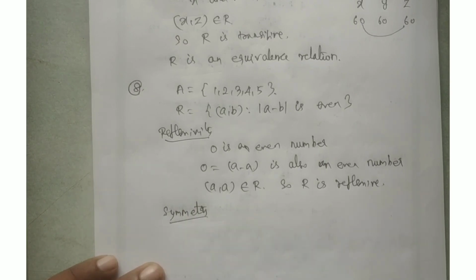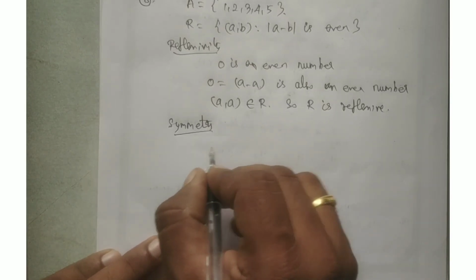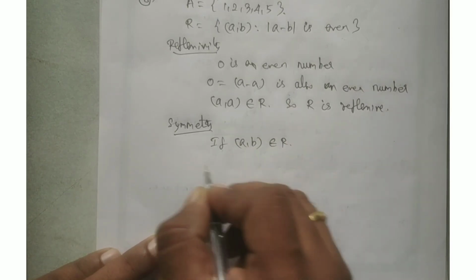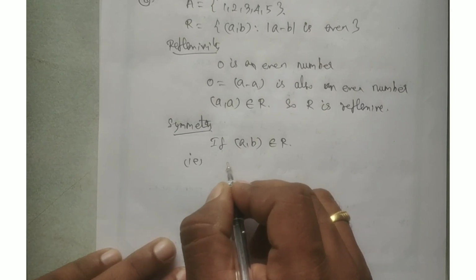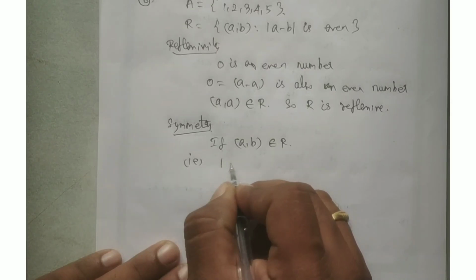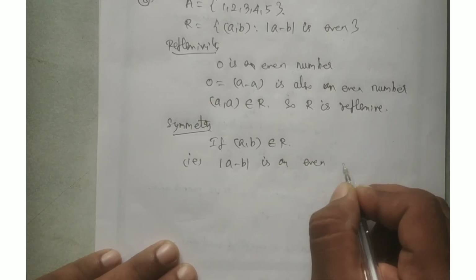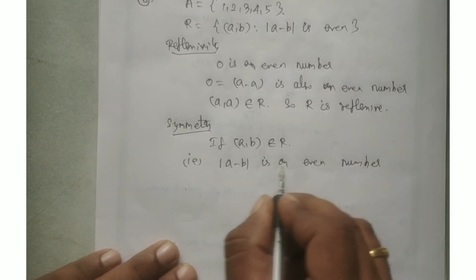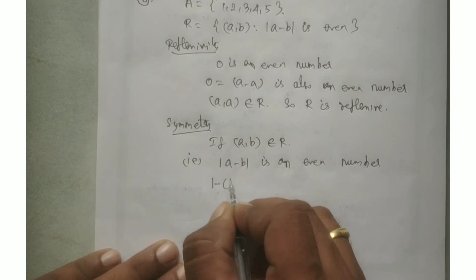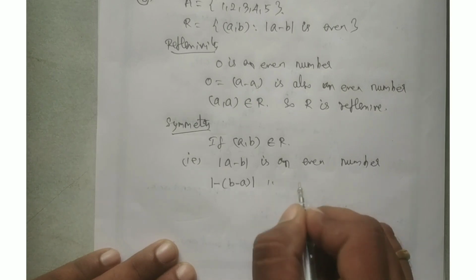Next, symmetry case. What is the symmetry definition? If (A, B) belongs to R, then (B, A) also belongs to R. So I am taking (A, B) belongs to the relation. What is the meaning here? (A, B) means modulus of A minus B is an even number. If modulus of A minus B is an even number, I can take the minus outside, inside the modulus, and it is also an even number.